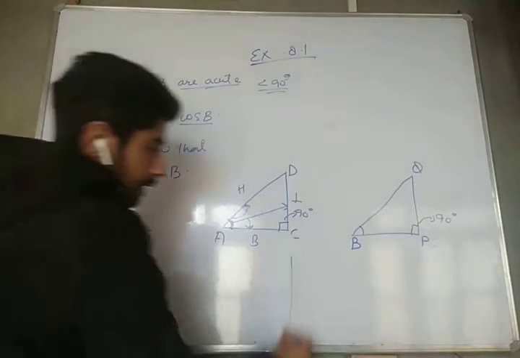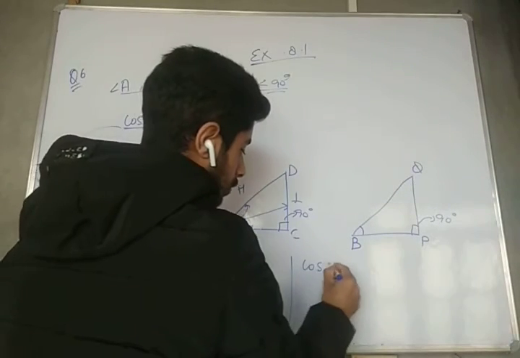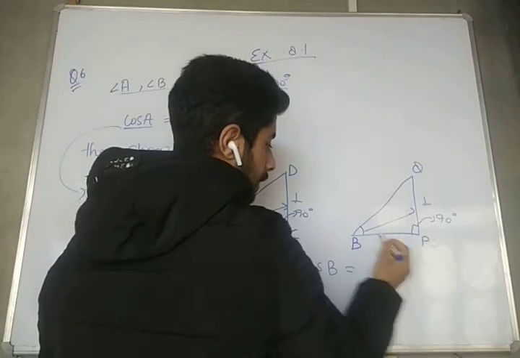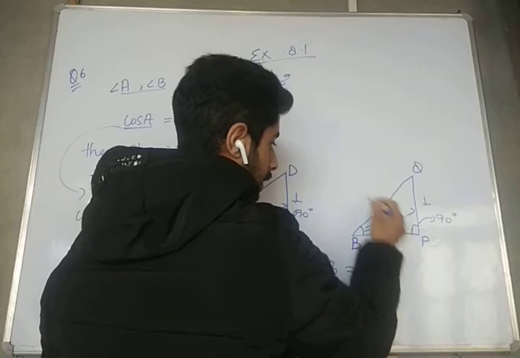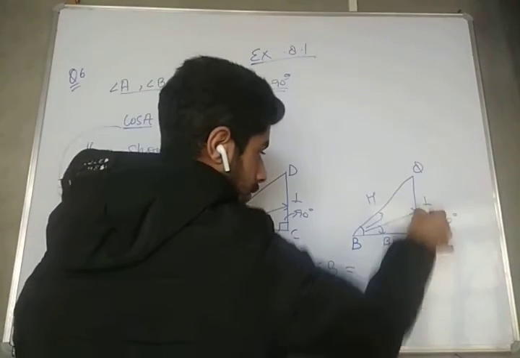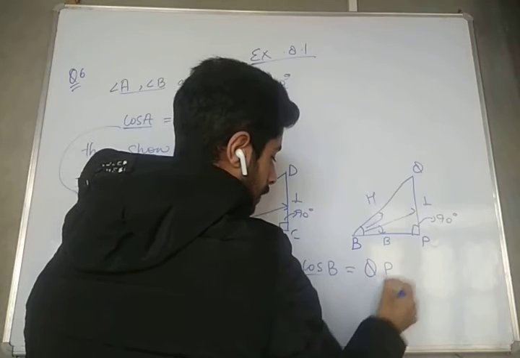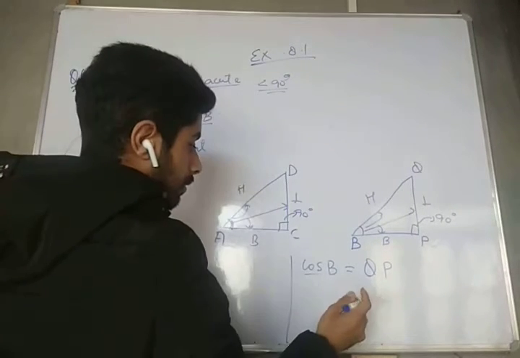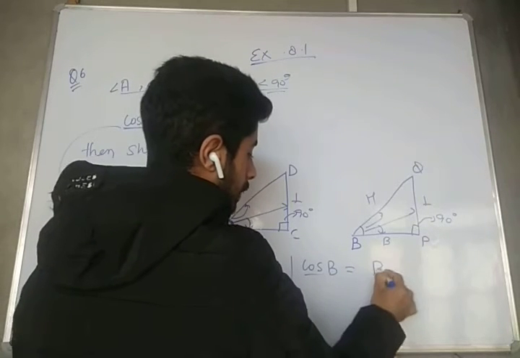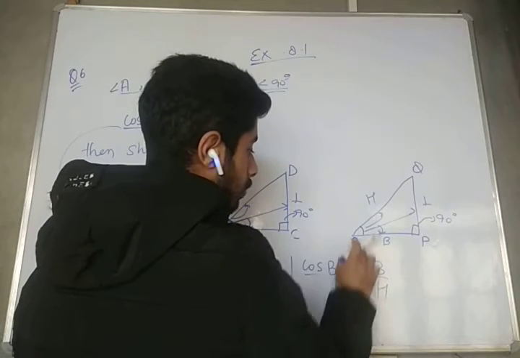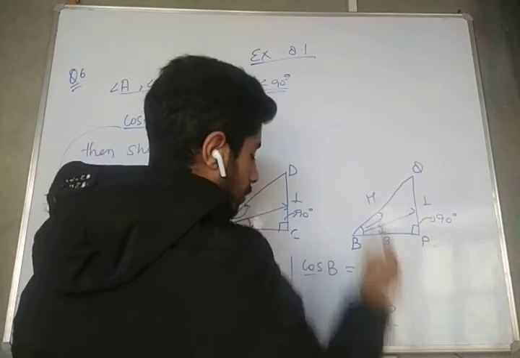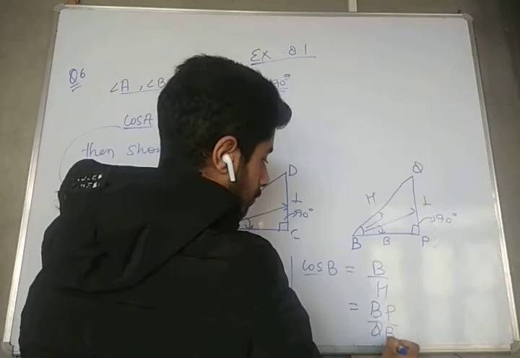Now let's calculate cos of B here. Cos of B. So side opposite to this is our perpendicular, this is base, and this one will be hypotenuse. So this cos of B, it's perpendicular, that means this QP, base, actually cos theta is base over hypotenuse. So what is base? This is this BP. And what is hypotenuse? Hypotenuse is this QB.